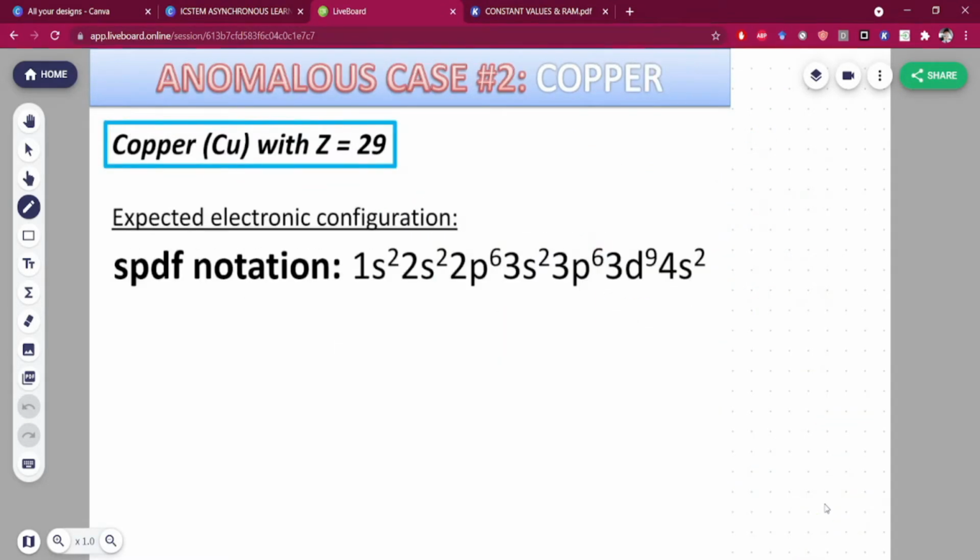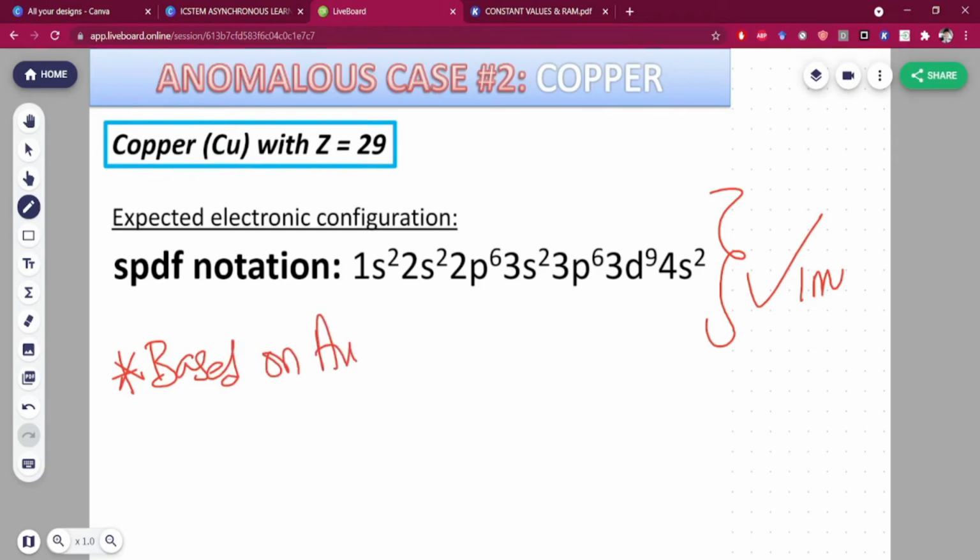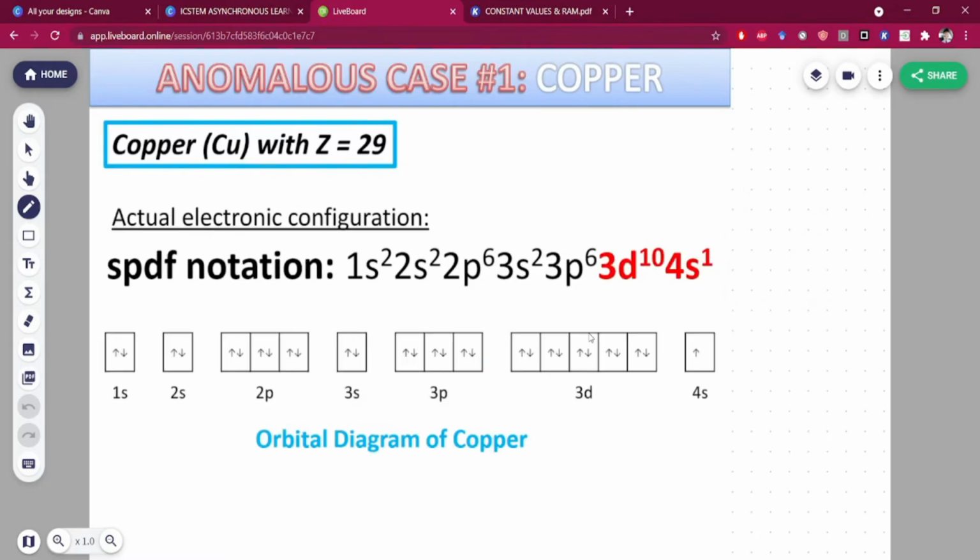What about copper? For copper, the expected electronic configuration, you will have 3d9 4s2. So when they want you to explain about the anomalous case, remember, you need to write this first. You get 1 mark. And this one is expected based on the Aufbau principle. And moving on to the actual, when you write the actual over here, you get 1 mark.